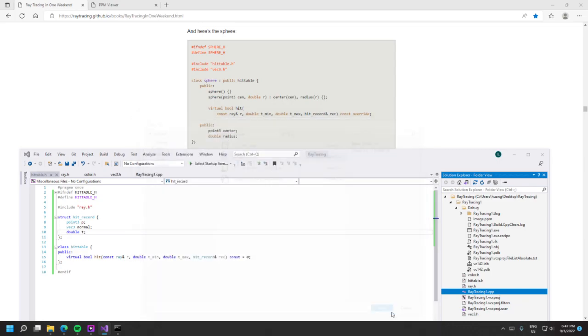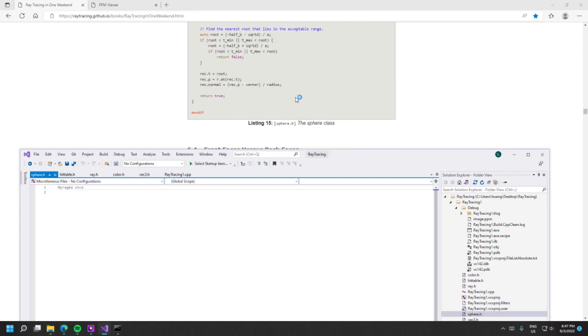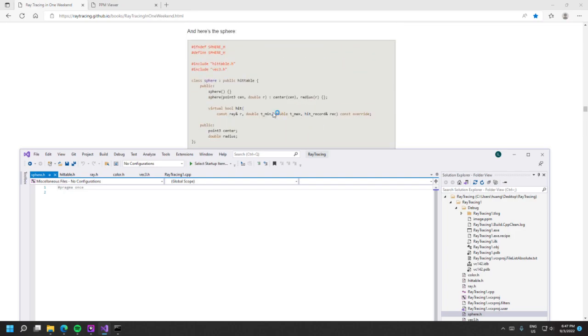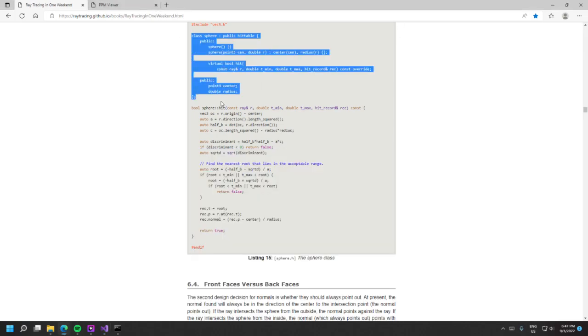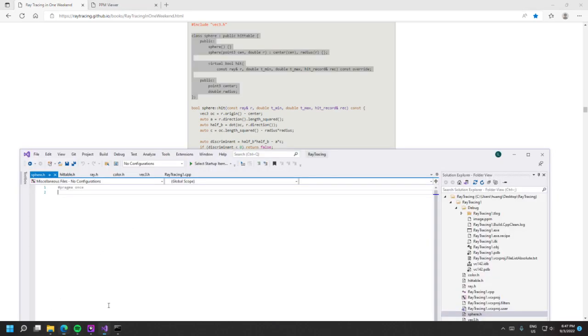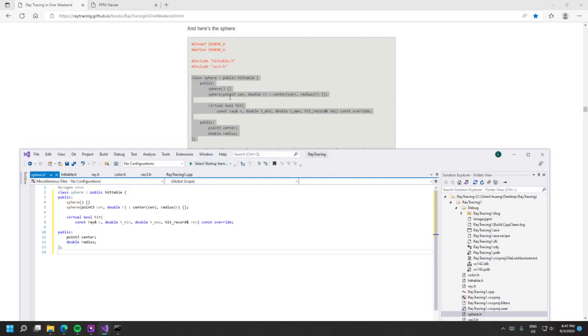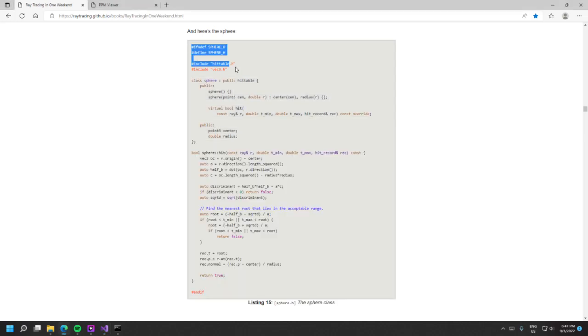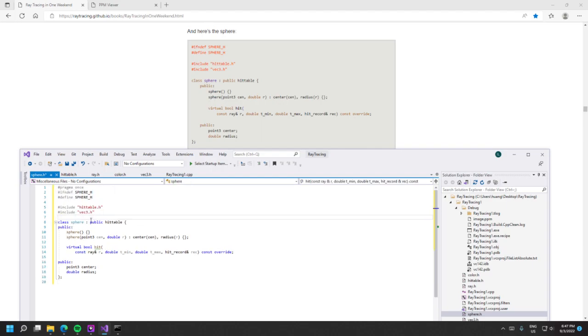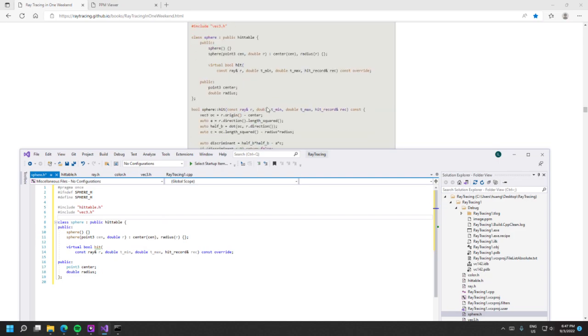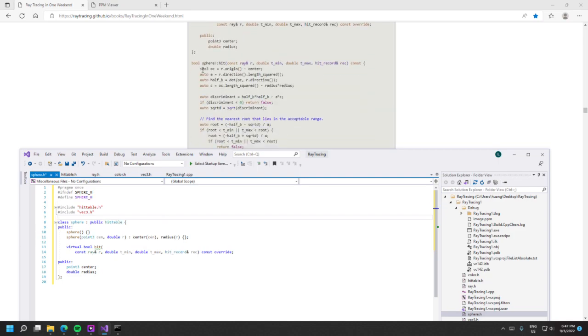Is it sphere.h? I think it's sphere.h. Yes, it's sphere.h. So we are making this. I'm going to copy and paste this because this would cause a lot of going back and forth if I were just to type them. And we need to include hittable so that it can be extended here. And the sphere hit.